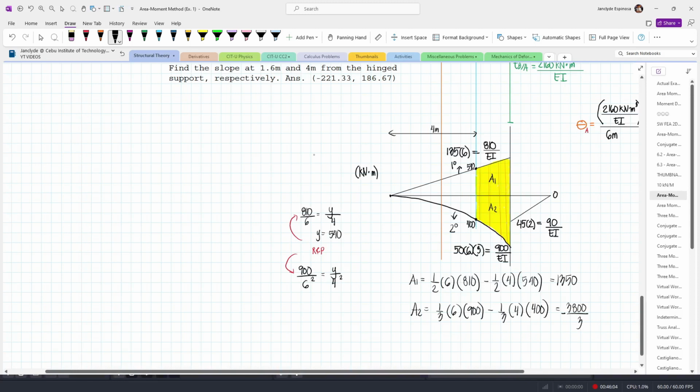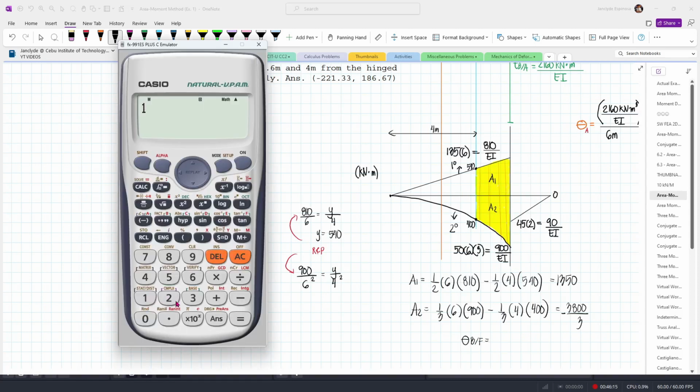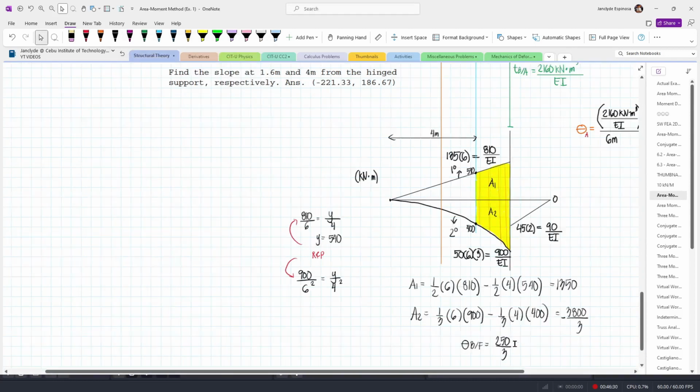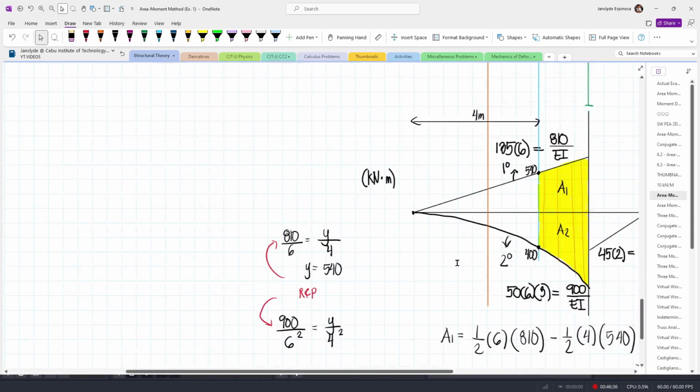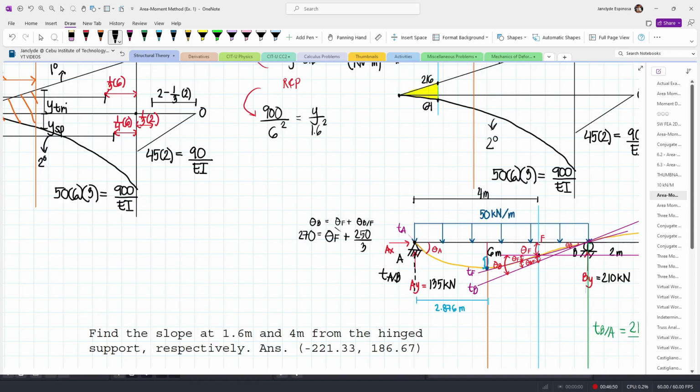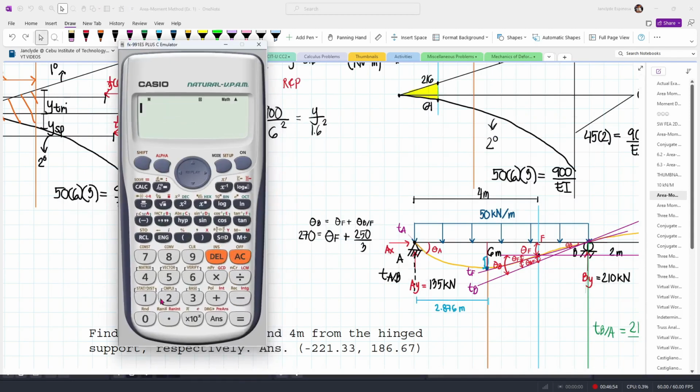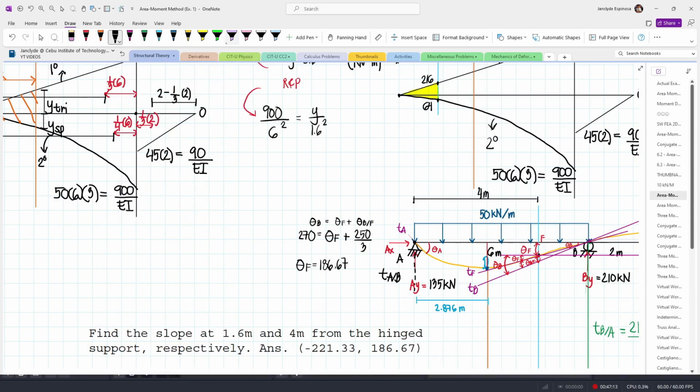and so our sign here is negative. And so adding both of the areas, we have the slope of B with respect to F. So 1,350 minus this value, we got 250 over 3. Now since we have this, we can now solve the slope of F. So this is plus 250 over 3. Now solving the slope of F, we have 270 minus 250 over 3, we got 560 over 3, which is approximately 186.67. And then this is kN·m² divided by EI.